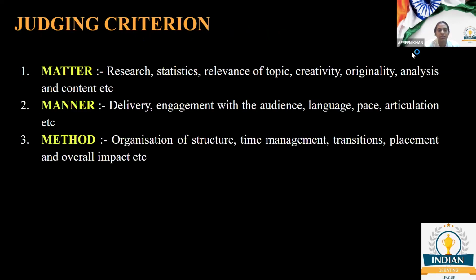That's the closing statement. Now, what's the judging criteria? Three things again: matter, manner, method. Matter is research, statistics, relevance to the topic, creativity, originality, analysis, and content. Manner is delivery, engagement with the audience, language, pace, articulation. Method is organization of structure, time management, transitions from one part to the other, placement, and overall impact on the audience.